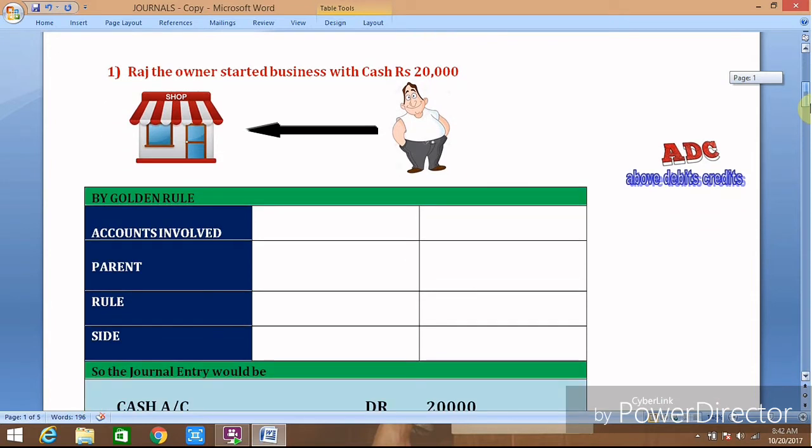So moving ahead to the first transaction, we find that Raj, the owner, started business with cash rupees 20,000. Now what actually is this person doing? This is Mr. Raj, he is introducing rupees 20,000 to this shop.